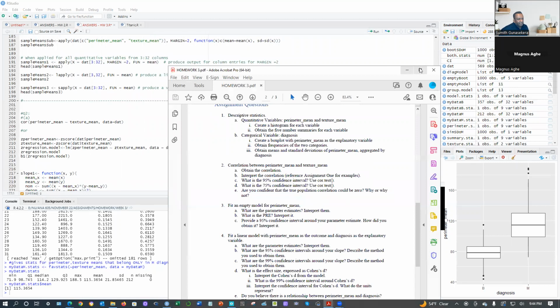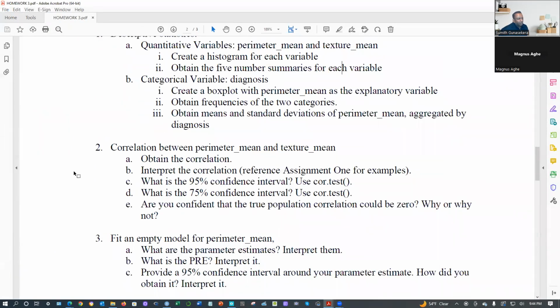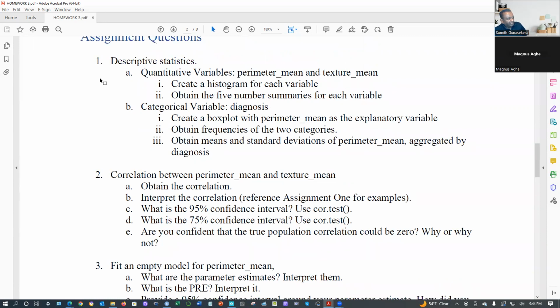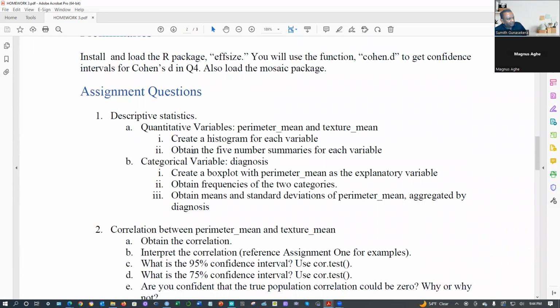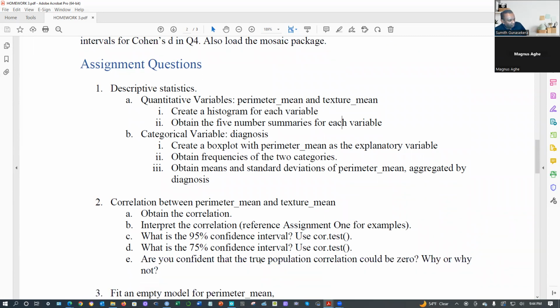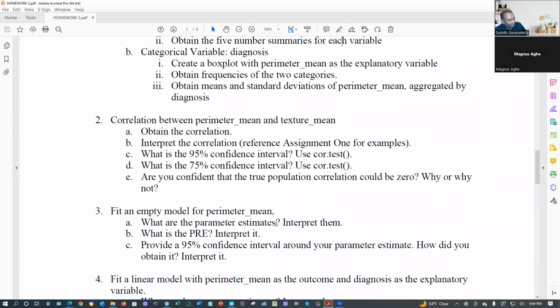Okay, then the second one: correlation between the perimeter mean and texture mean. Now both are what? Both are quantitative, not categorical anymore. Okay, that's a regression model. We have an empty model. Look at this one, very nicely we see this one is descriptive. We get the empty model. Sorry, we're going to go to the empty model later on. I'm sorry, this is the empty model.